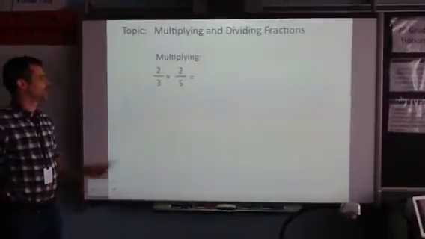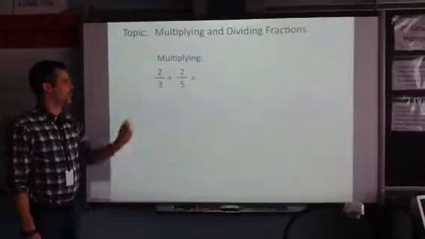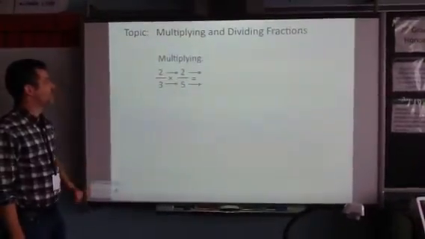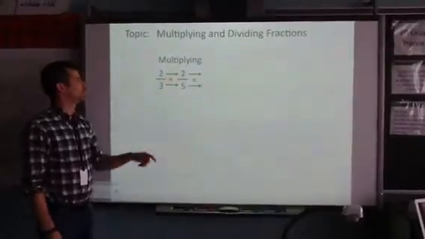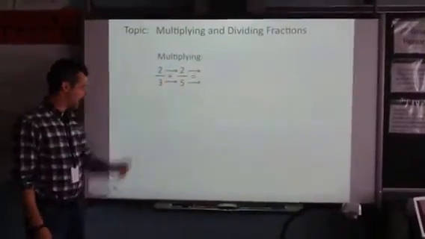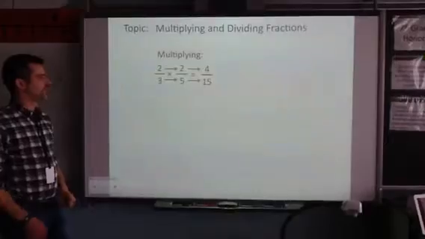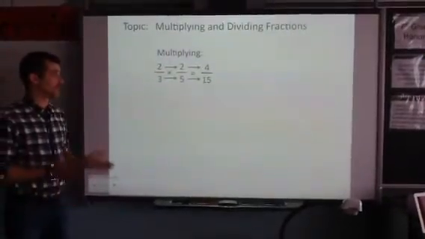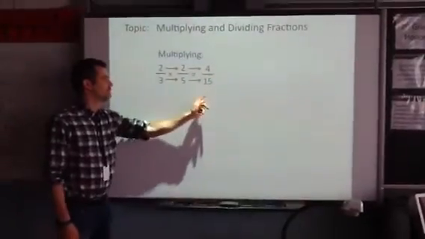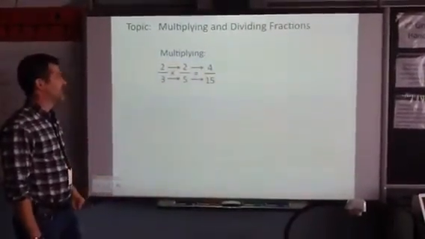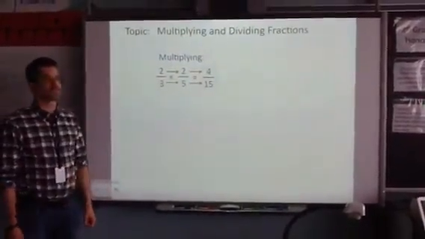So in our example here, we have 2/3 times 2/5. We are just going to multiply straight across. We're going to multiply the 2 times 2. We'll multiply the 3 times 5. That will give us 4/15. And that's our answer. We're completely done with the problem. 4/15, that can't be reduced at all. So we're going to leave that here as our final answer.